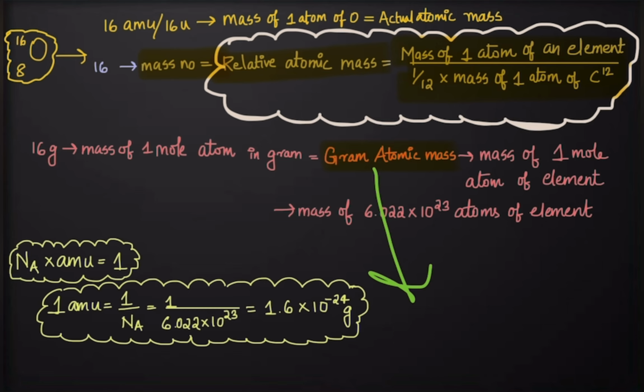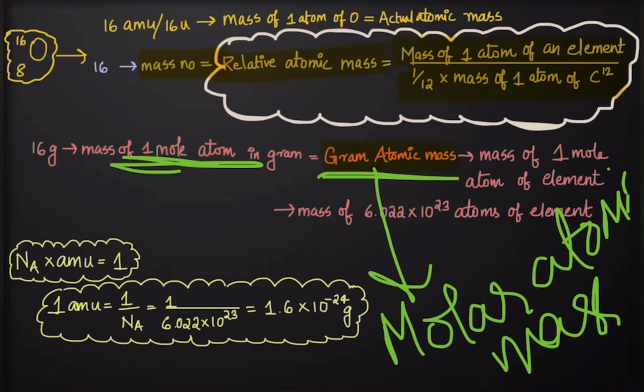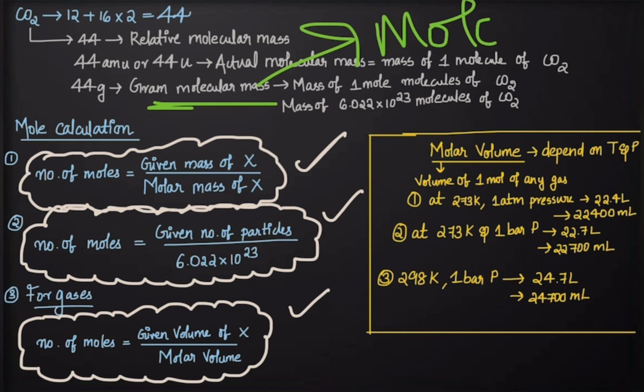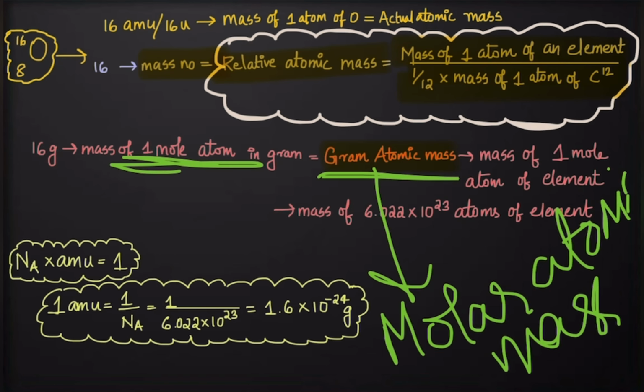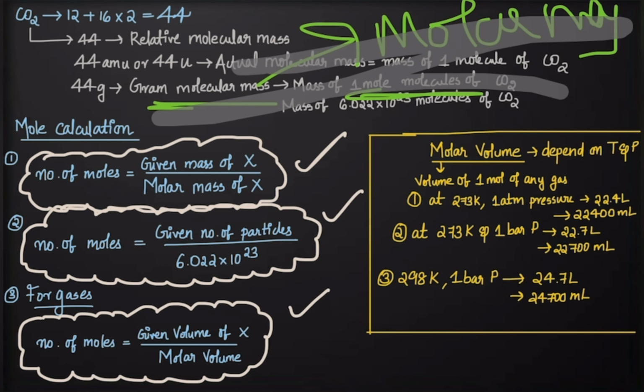This gram atomic mass is also known as molar atomic mass or molar mass, that is, the mass of one mole of atoms or the mass of one mole of molecules. Gram molecular mass is also known as molar mass. The mass of one mole of particles is the molar mass.